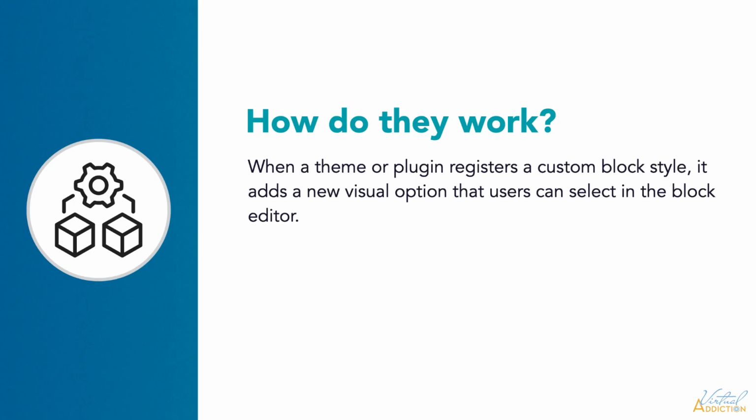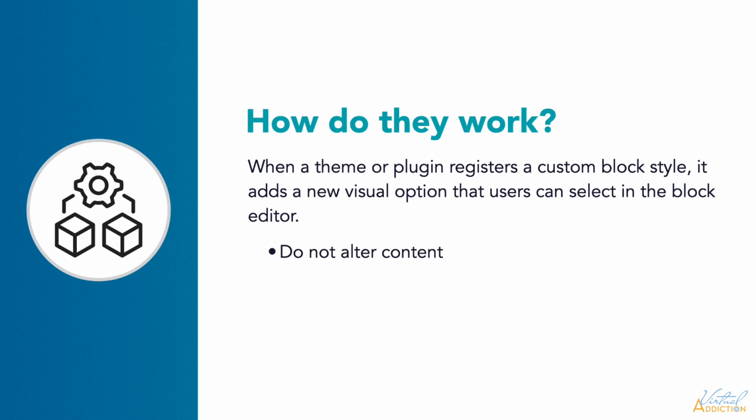How do custom block styles work? When a theme or plugin registers a custom block style, it adds a new visual option that users can select in the block editor. For example, you can create a custom style for the heading block, and that style might change the color, the font size, or any other design aspects when it's applied.